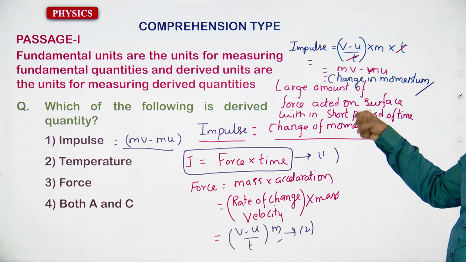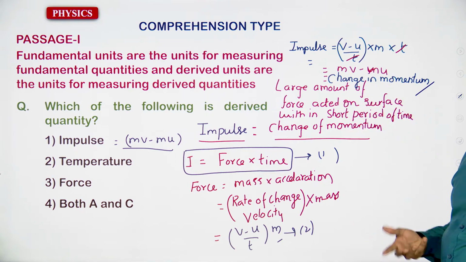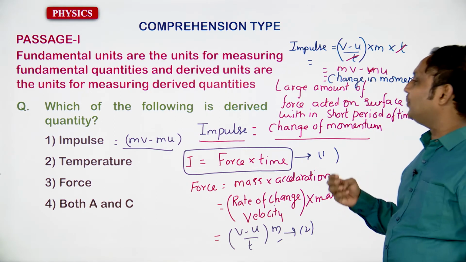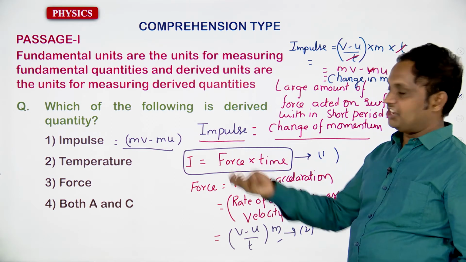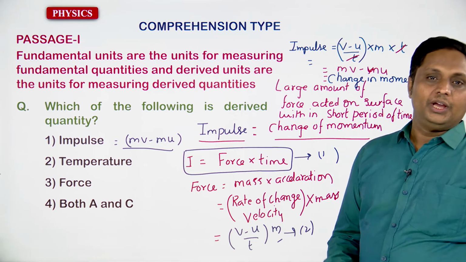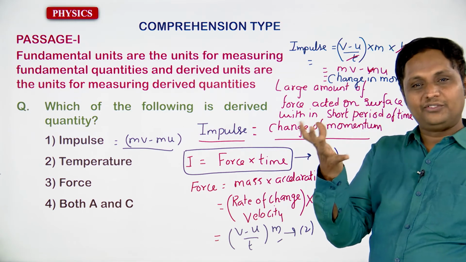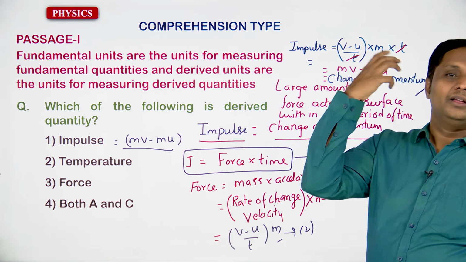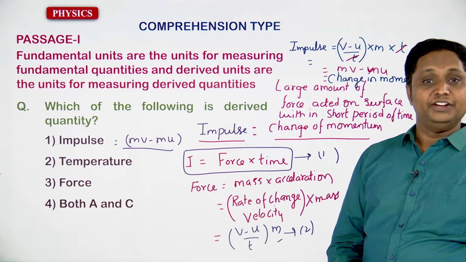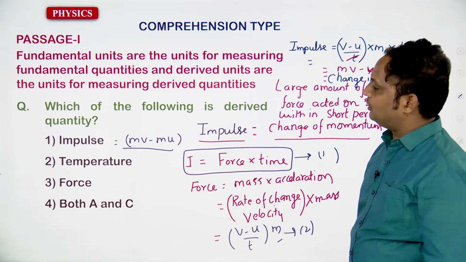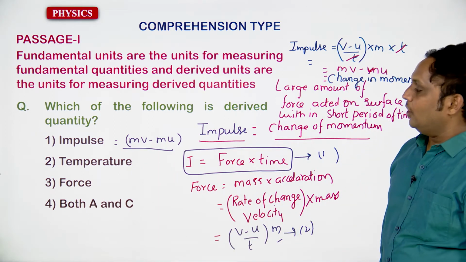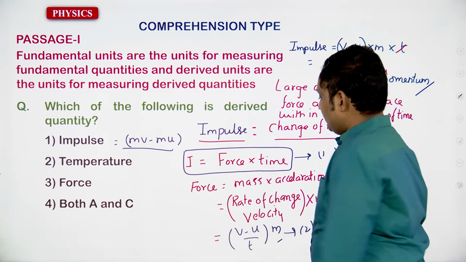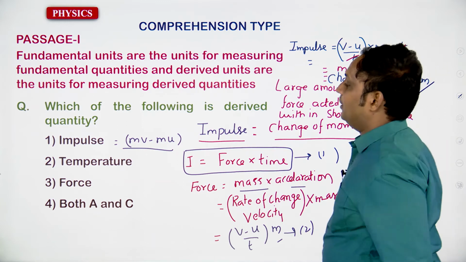Impulse depends on other quantities. It depends on force and on the change in momentum. Momentum depends on velocity, the initial velocity and the final velocity. All these parameters are going to be taken. Temperature is not at all a dependent parameter. Force, as already discussed, depends on mass and acceleration.